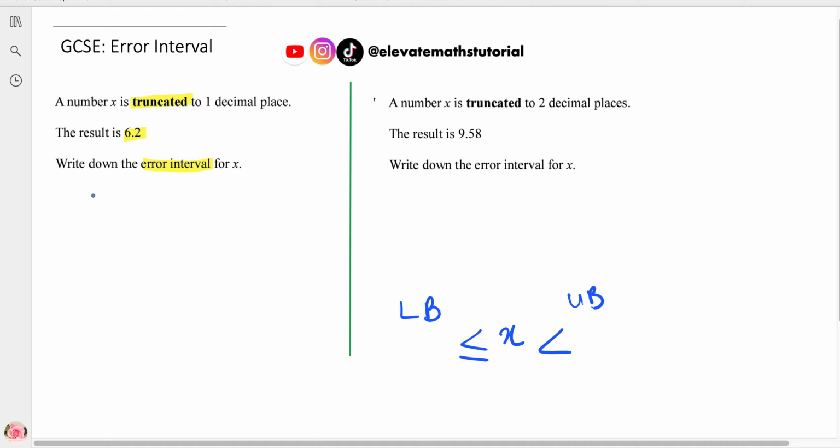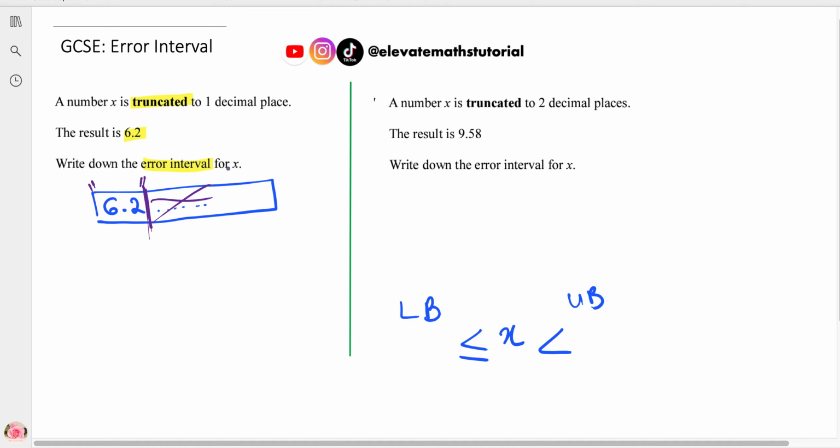Truncated means, imagine you have a calculator display here, and it's 6.2 something, or maybe there's nothing. It doesn't matter what it was after. What they have done is they've just taken that and stopped looking at the rest of it. They just ignored the rest of it and looked at, okay, 6.2. We're going to cut off from that point onwards, and we're just going to take the first decimal place. So truncated to one decimal place means you haven't looked at anything past the first decimal point.